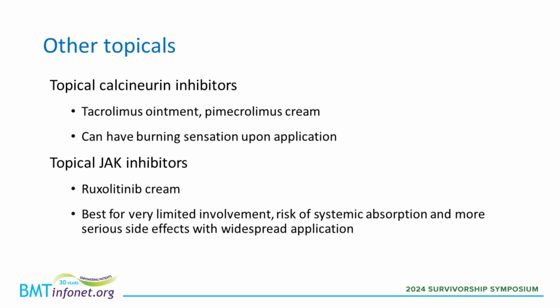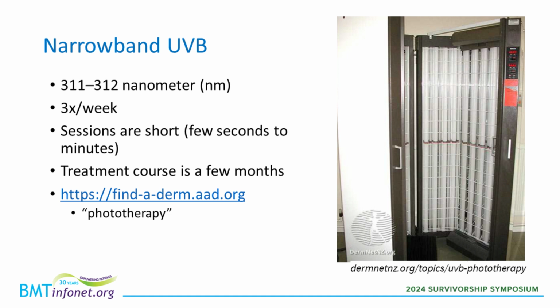Then the topical Janus kinase inhibitors, like ruxolitinib, are newer. They're not FDA approved for dermatologic use for this indication, but as you can already see, we use a lot of off-label medications for skin-directed treatments. This is a nice option for limited involvement, so patients that might have some GVHD of the face, for example, and we can use it in a small area. There's some risk with using it all over very inflamed skin, in which case patients might be at risk for more of the systemic side effects of the JAK inhibitors.